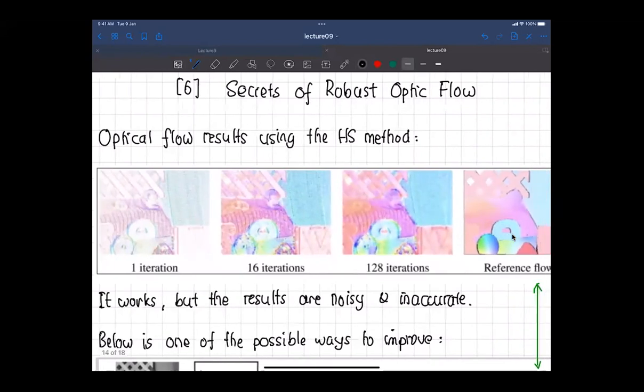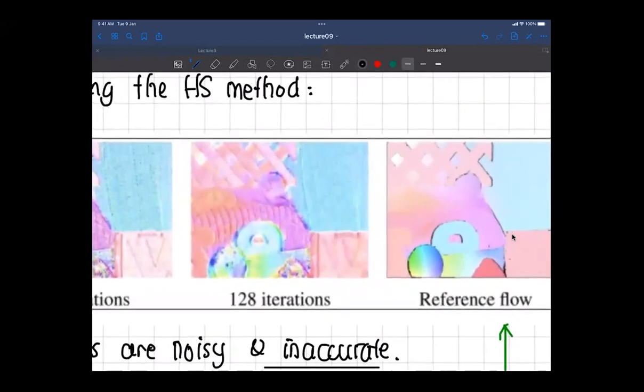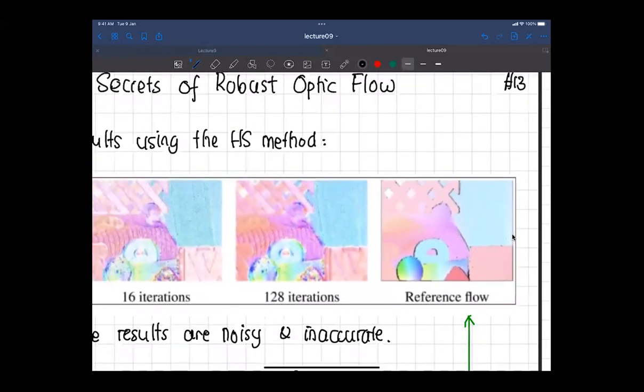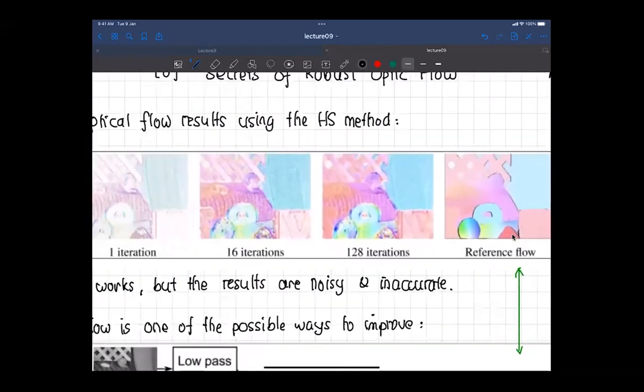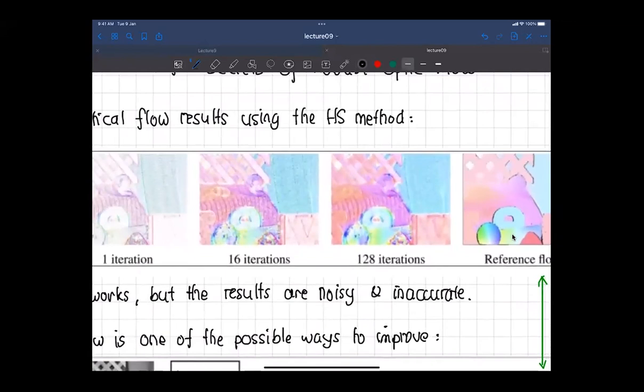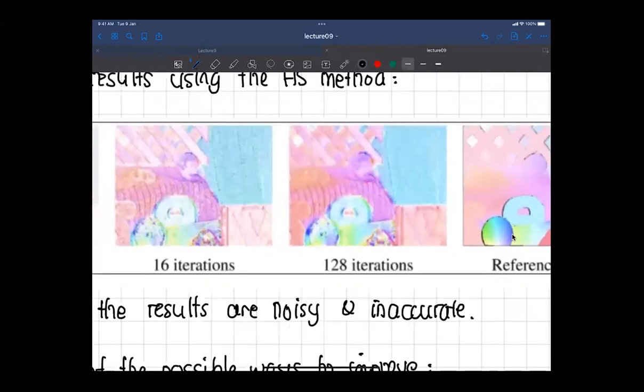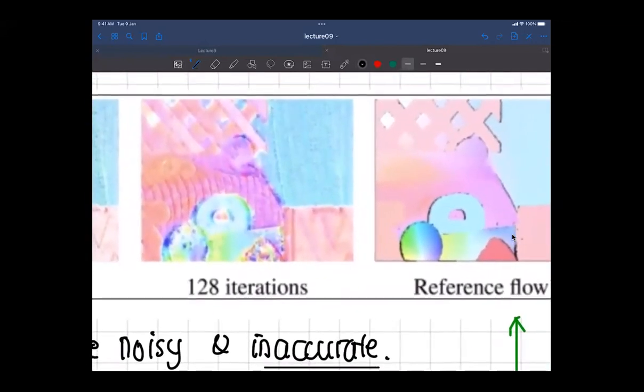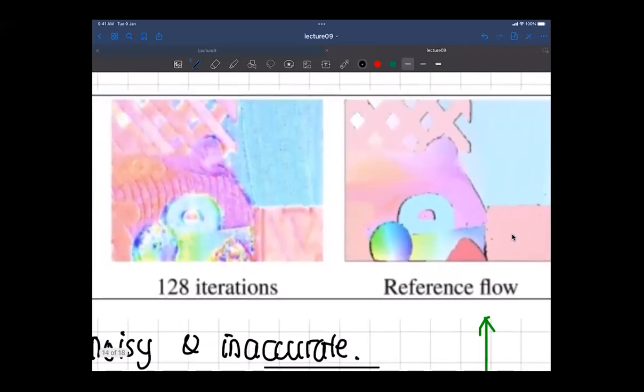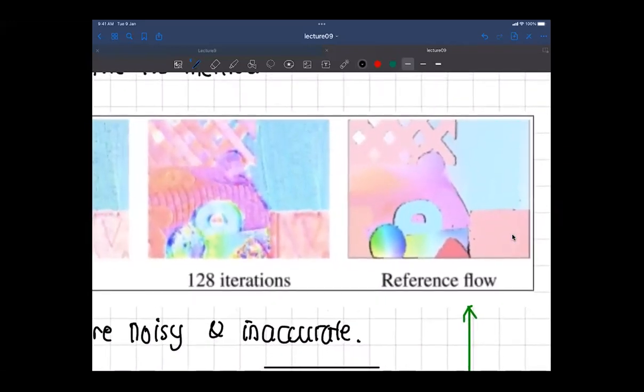But after 128 iterations, for example, then it starts to be more dense. Okay, so the iteration here, 128, gives you more dense optical flow information. And this one here on the right is the reference flow, meaning the ground truth. And this one is done in a very controlled environment, so then you can have the ground truth.